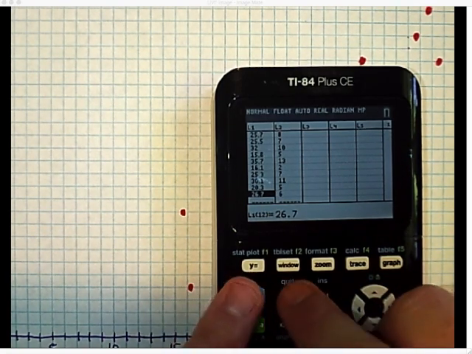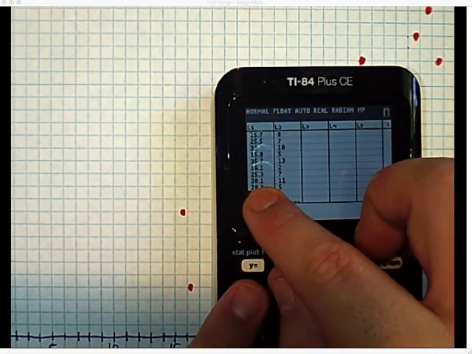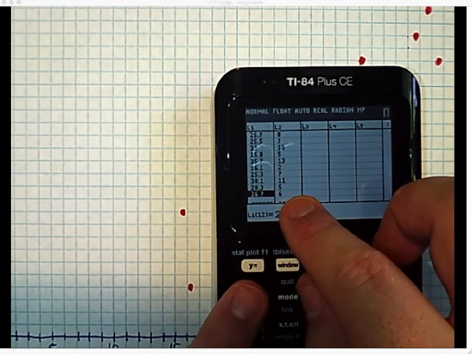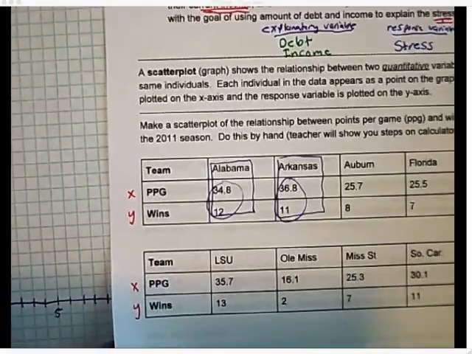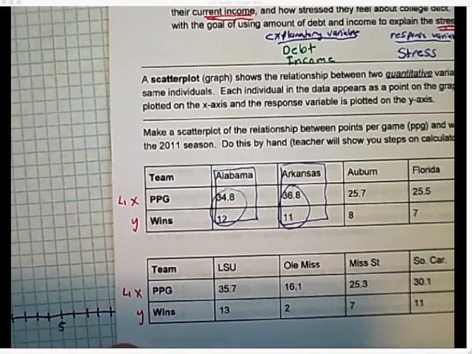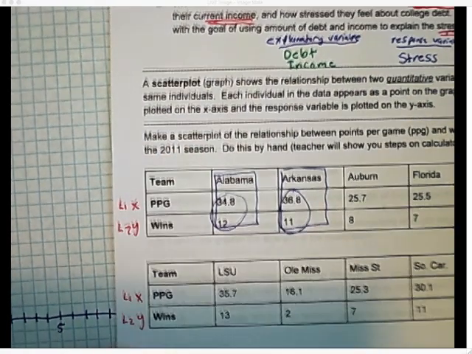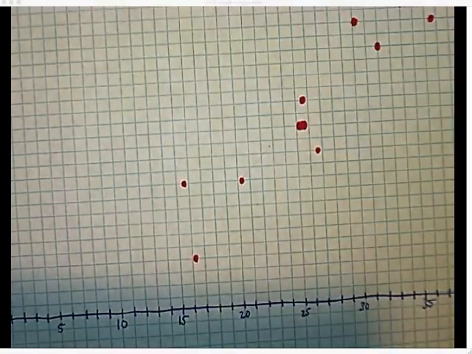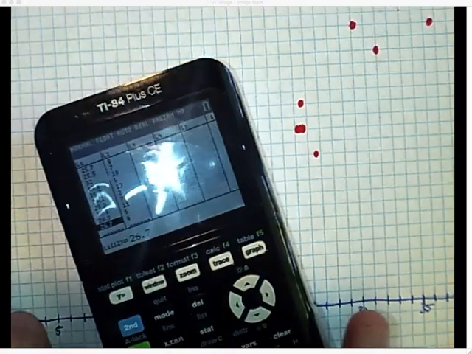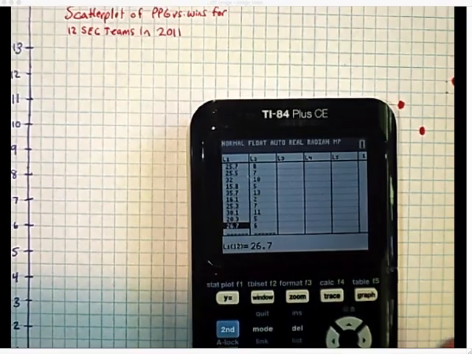Now, if we want to get a scatter plot, here's how we do it. So L1 should go on the x-axis, L2 should go on the y-axis. So I'm going to make a little note when I do this in the calculator. I want list one to be for my x and list two to be for my y. So I'm just making a little note to myself. All right, coming back to the calculator here. Sorry about the glare there.